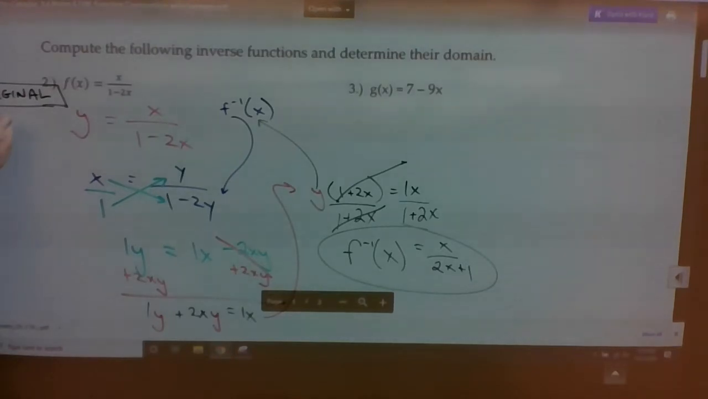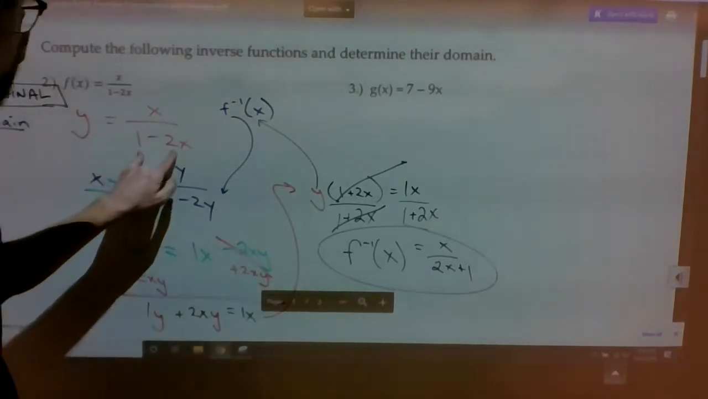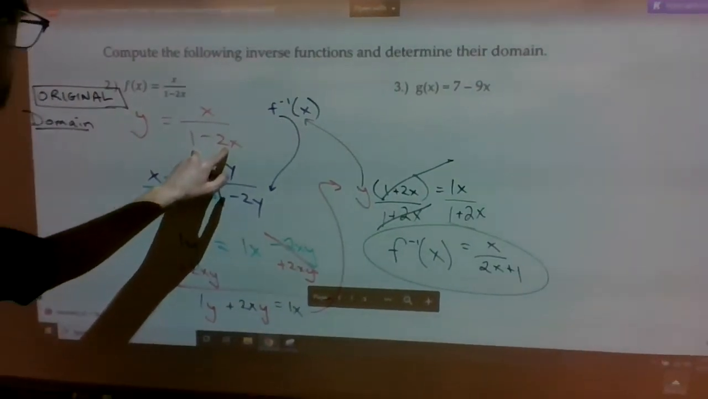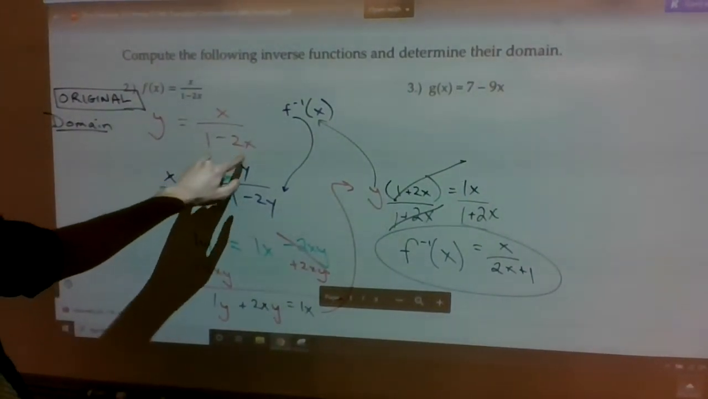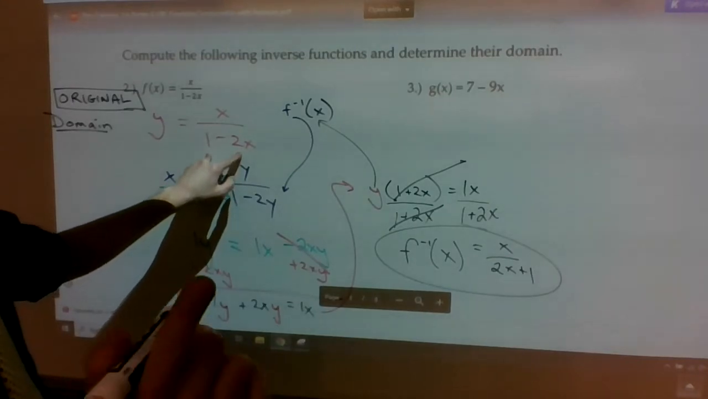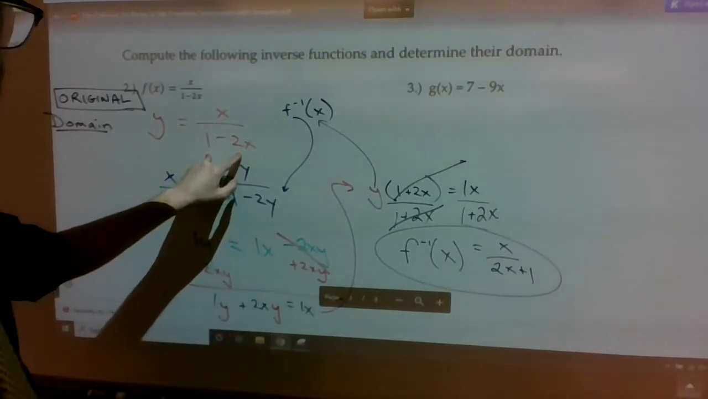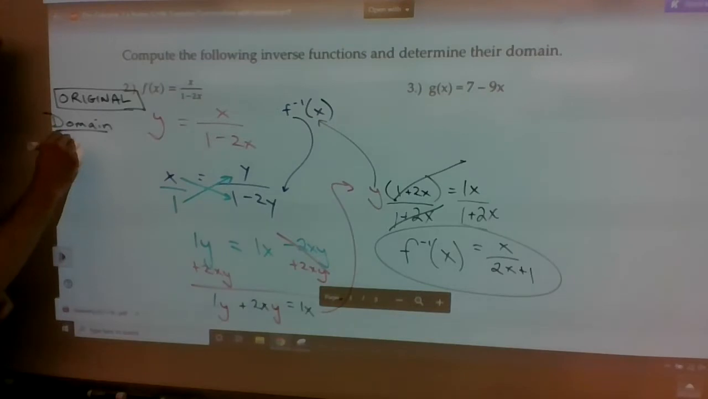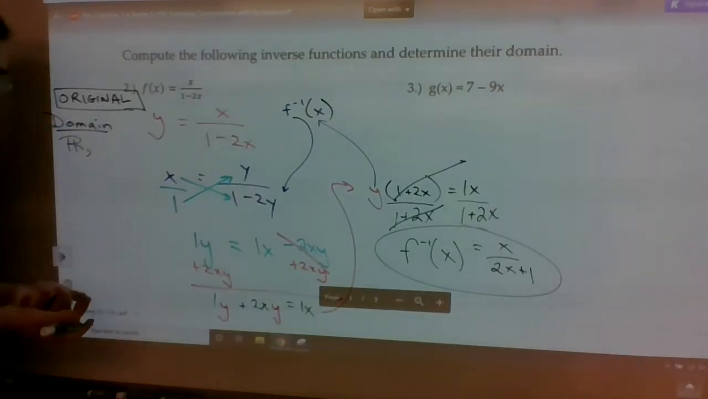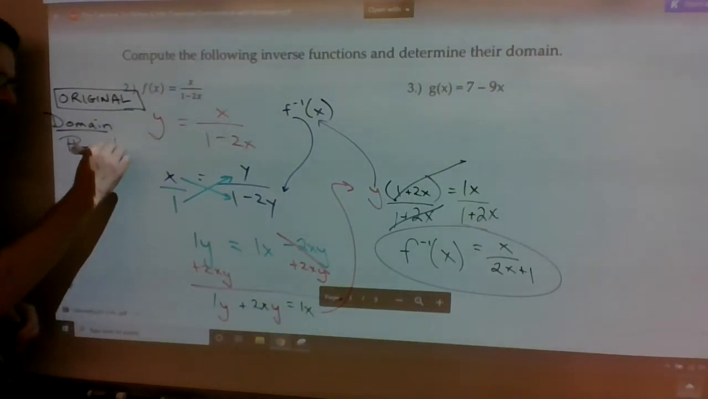When we talk about the domain, we should be thinking that the bottom can't be 0. Bottom can't be 0. Everything else is good, though. So if the bottom can't be 0, all real numbers work for x, except x cannot be a half.